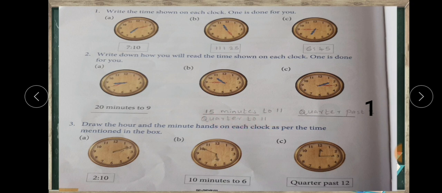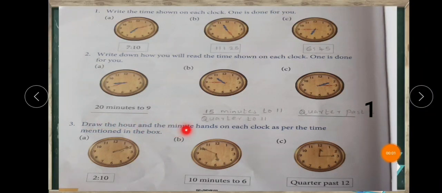The third clock, the hour hand is in between 1 and 2 and the minute hand is on 3. The time is 1:15. That means 15 minutes over after 1. So we can say quarter past 1.